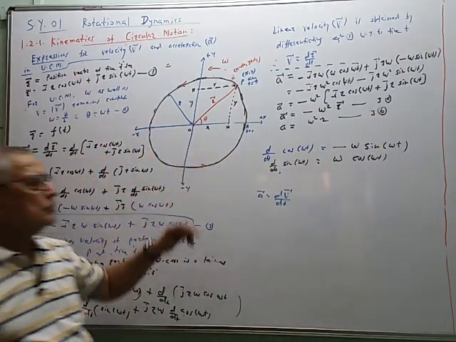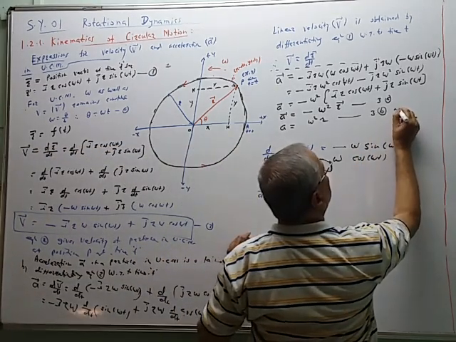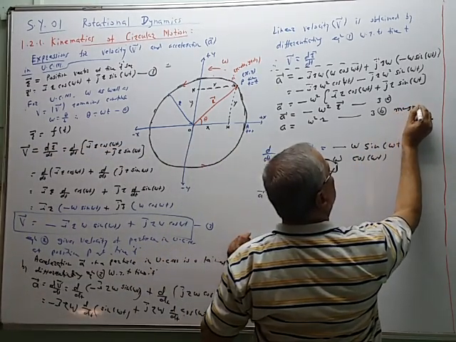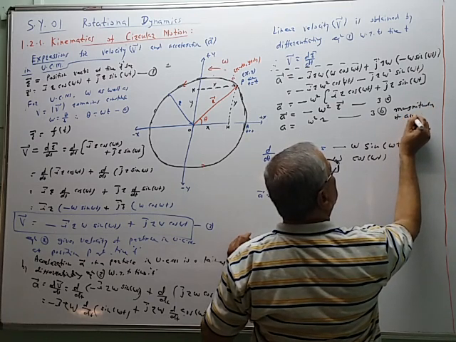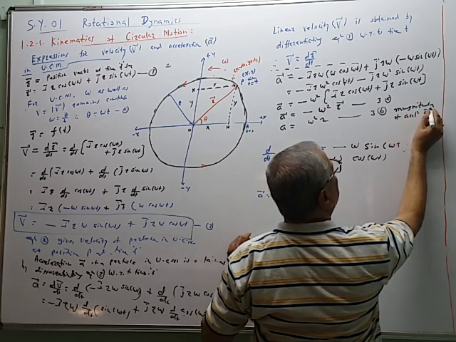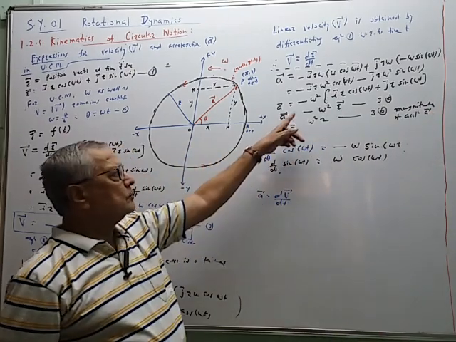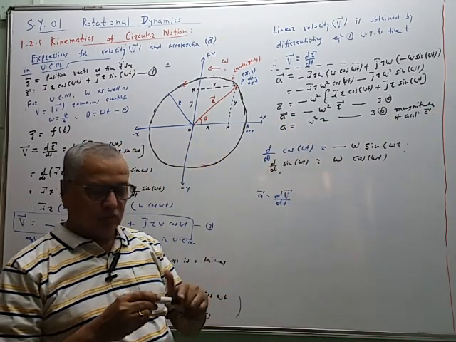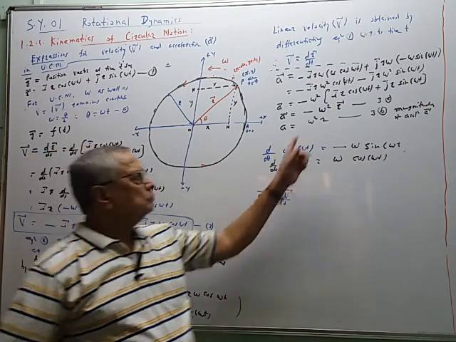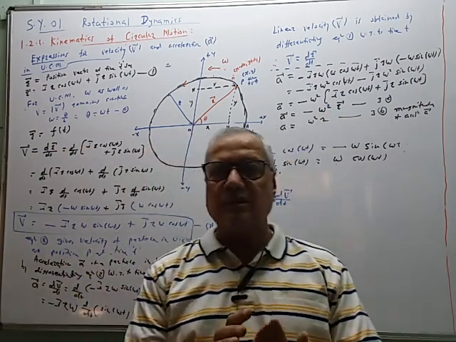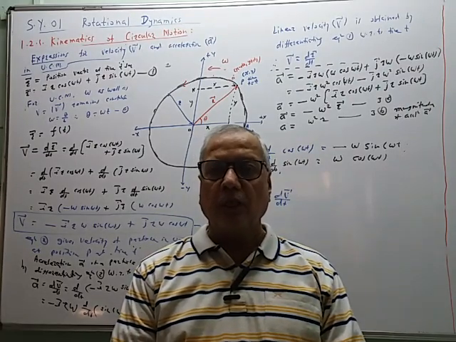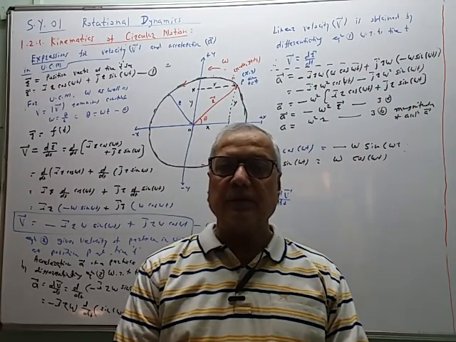So equation 3 gives the magnitude of acceleration vector A, and this gives the direction. Now what about the direction? We know the rule of vector equations: same sign, same direction; opposite sign, opposite direction.